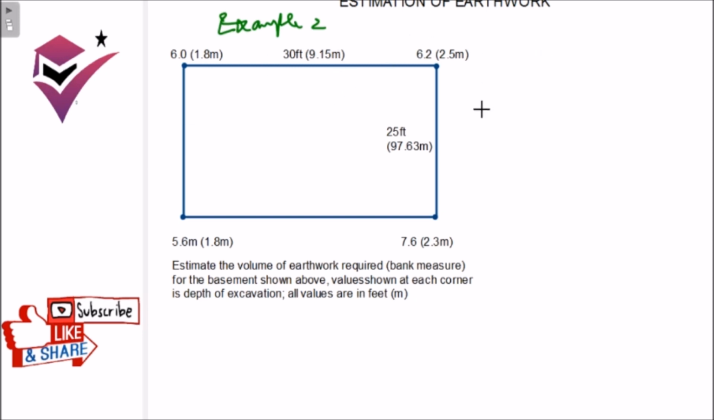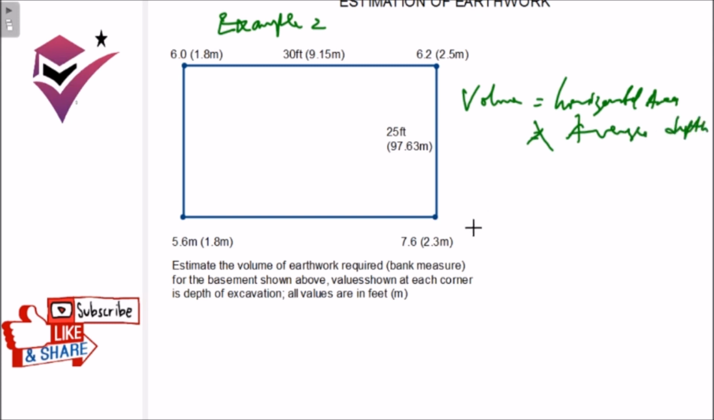To do this, we use the formula where we say the volume of earthwork is equal to horizontal area multiplied by the average depth. So that is the formula we're going to be using. Here we are asked to estimate the volume of earthwork required in bank measure for the basement shown above.